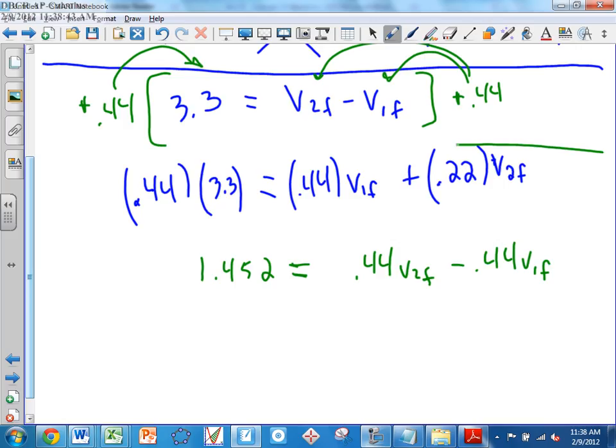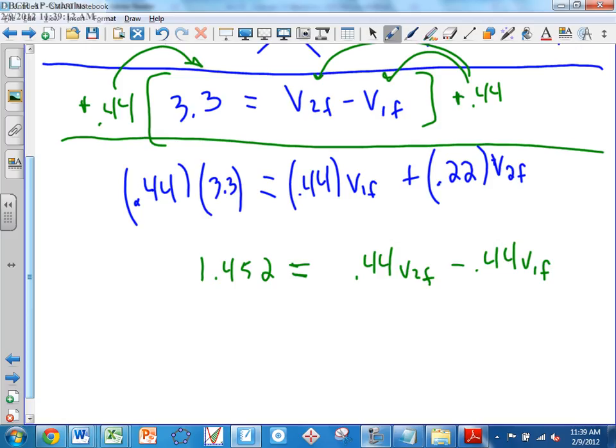Look at your V1F here. Its coefficient is 0.44. Look at V1F here. It's negative 0.44. So if you add these equations together, these will cancel each other out. Again, take whatever this number turns out to be, and add it to this number. It's the same number. Very good. So just double the original number there. Coincidence? Okay, so double, it's not coincidence actually.